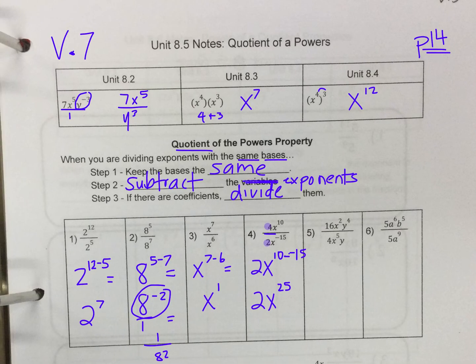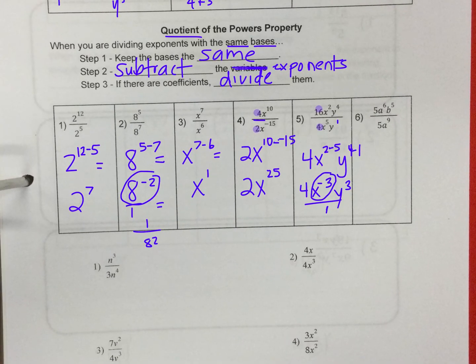This one, those numbers in front, we've got to divide them. 16 divided by 4 is a 4. For x, I'm going to say 2 minus 5. For y it's 4 minus 1. All right, so I've got 4x to the negative 3, y to the 3. This little guy's illegal. So on top, we're going to leave the 4y to the 3, and we put the x to the 3 on the bottom.